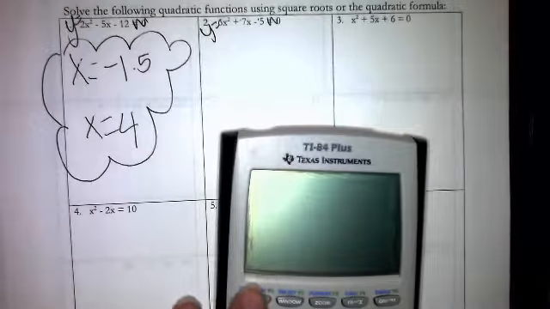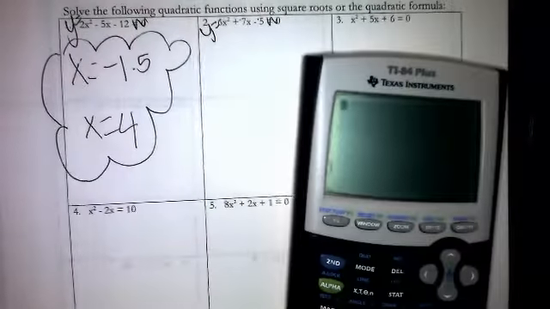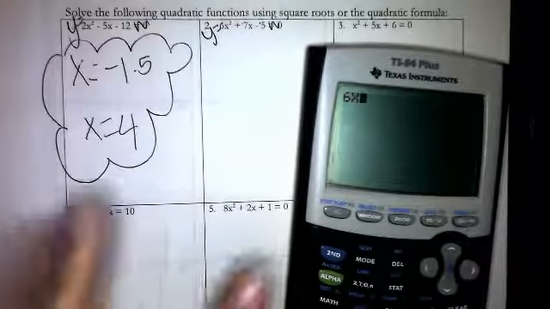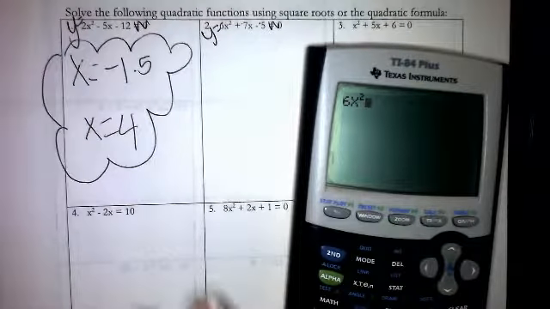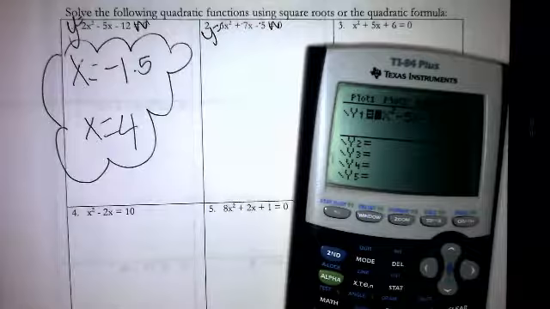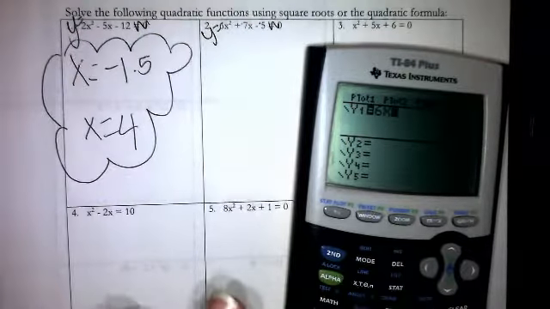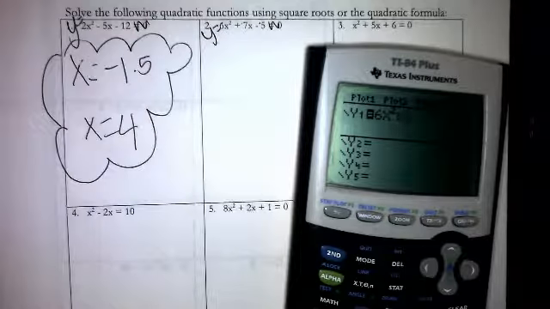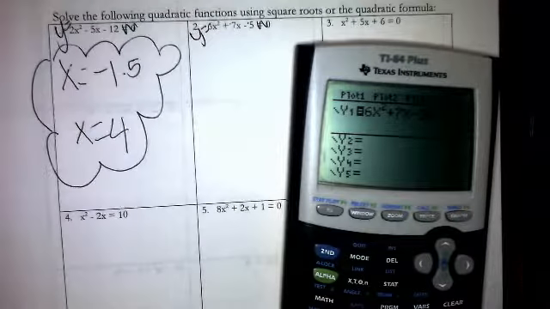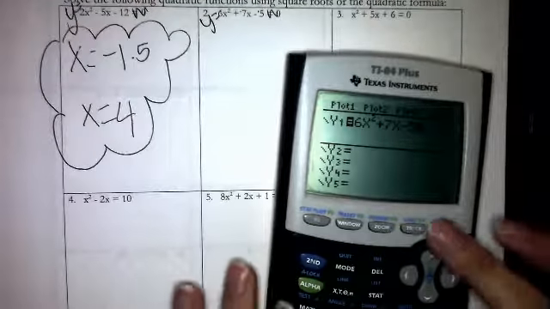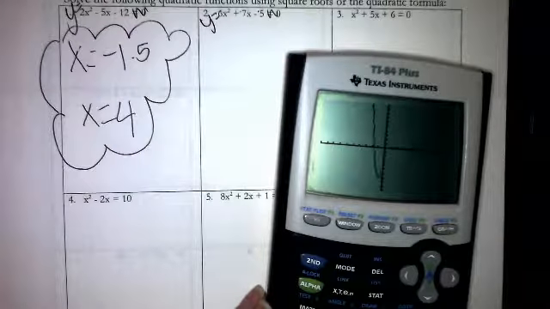So I'm going to go on my calculator, y equals, and I'm going to type in 6x squared. Whoops, I'm not in y equals. 6x squared, try again, plus 7x minus 5. What do I do next? I'm going to hit graph and let it graph here.